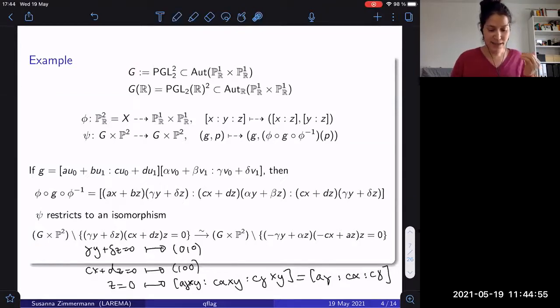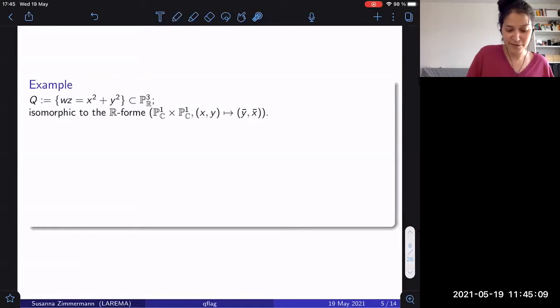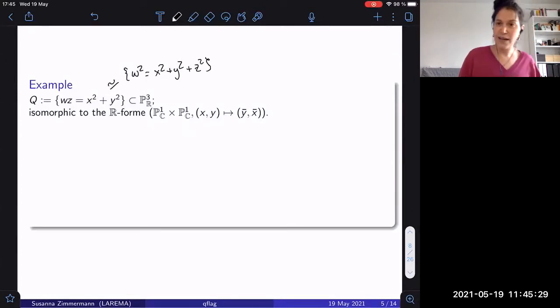Right. The next example is a similar one, but instead of taking the subgroup of the automorphism group of this quadric surface, we take another quadric surface over R. So we take the quadric surface given by WZ equal to x squared plus y squared in P3. This is not P1 cross P1 because over R, this is isomorphic to this one, which has real locus the sphere. So it's not isomorphic to P1 cross P1.